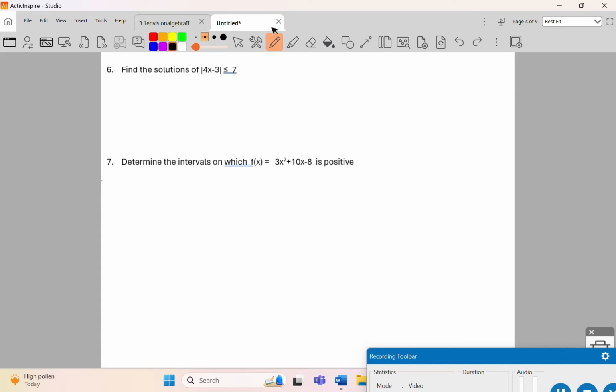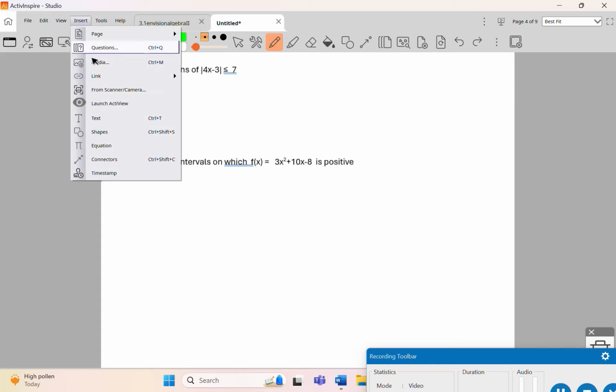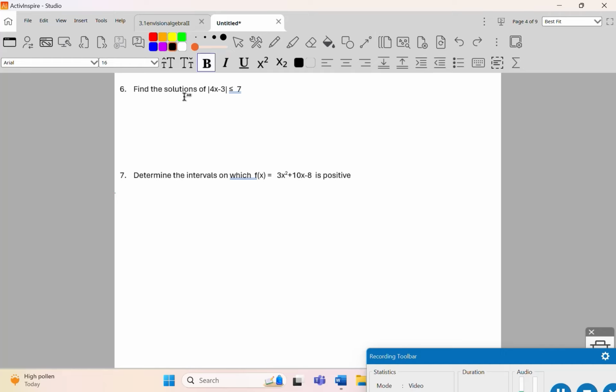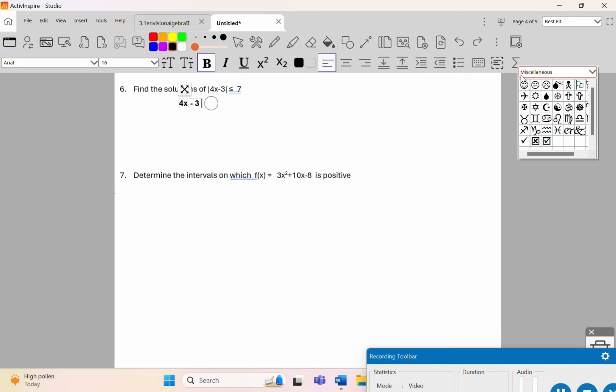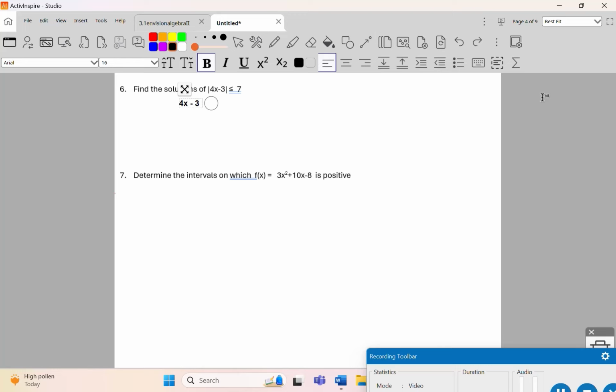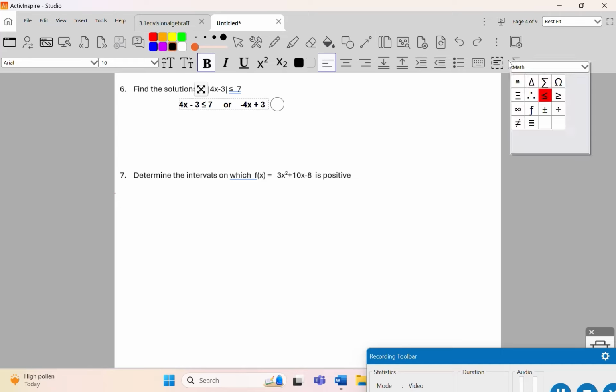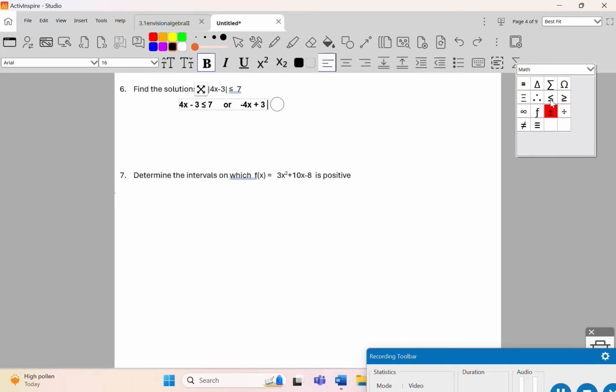Find the solutions of this guy. Finally, something I can type. You got to have two equations here. One of your equations is written as is, 4x minus 3 less than or equal to 7, because that's how these things work. Or the other equation, negative 4x plus 3, change the signs of both pieces inside, still less than or equal to 7.